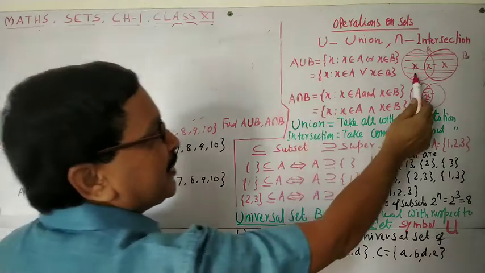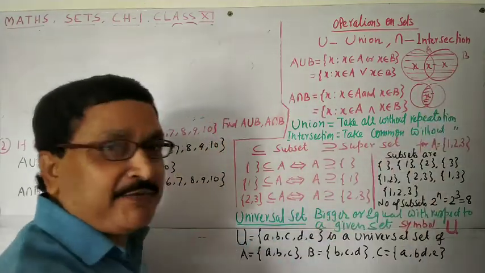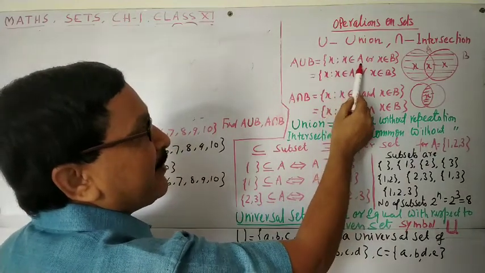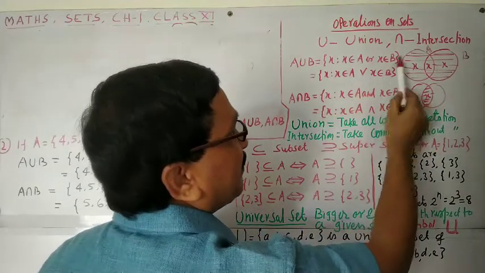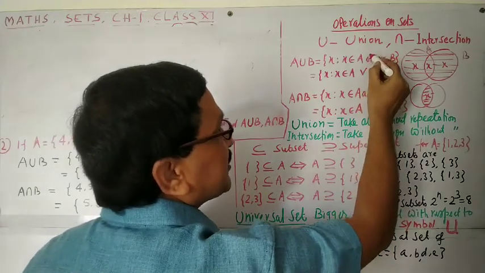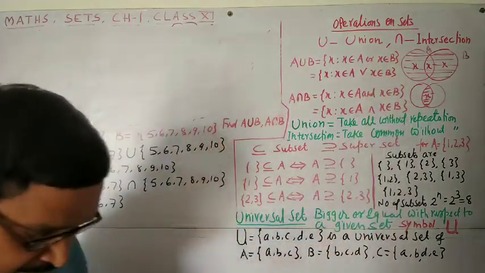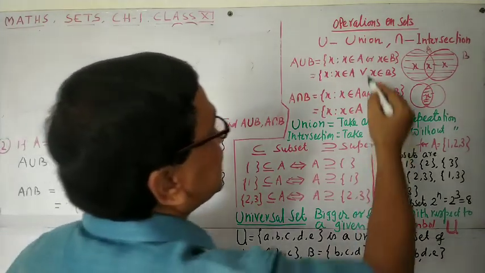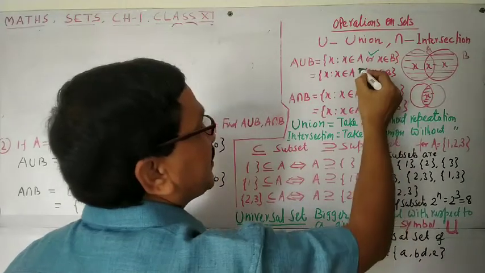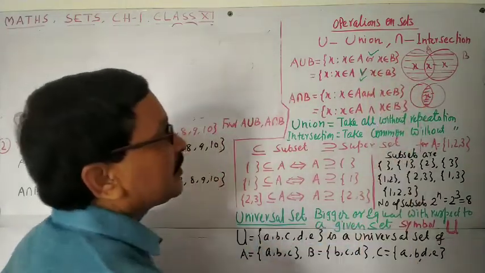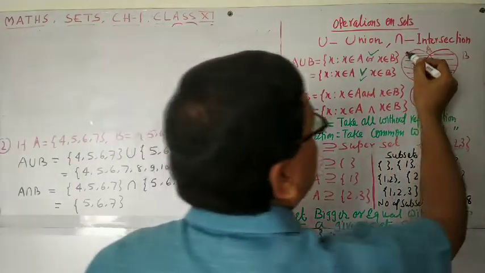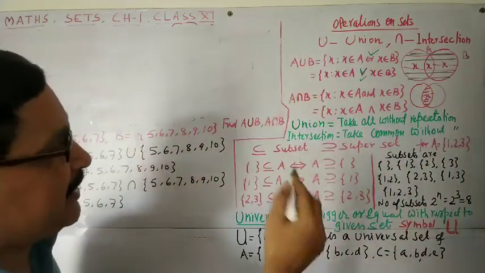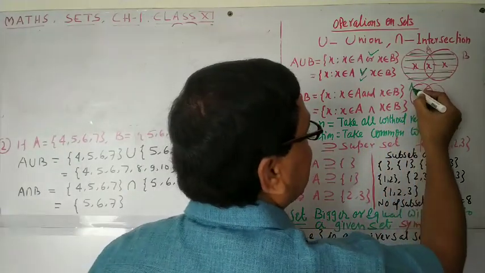A union B is equal to the set of all x such that x is a member of A or x is a member of B. This 'or' may be symbolized by this. There is one more symbol of 'or' that you can use. The meaning of union is everywhere, all shaded. For A intersection B, the common portion is shaded.